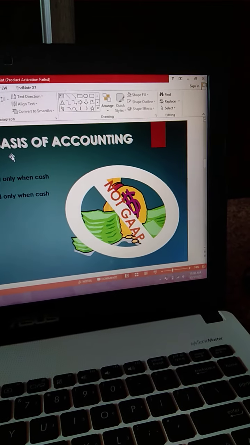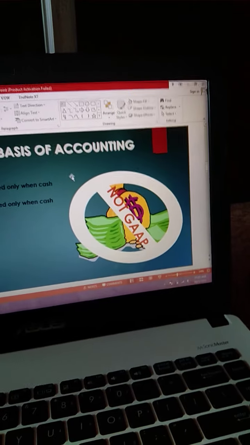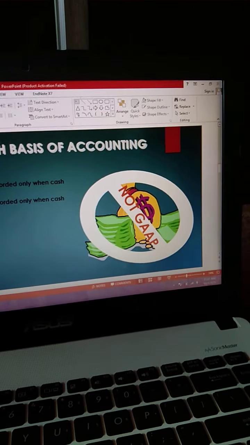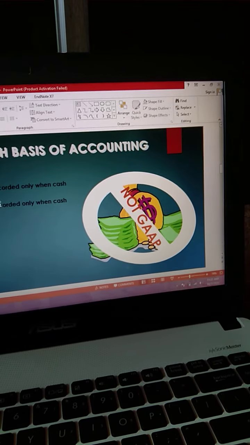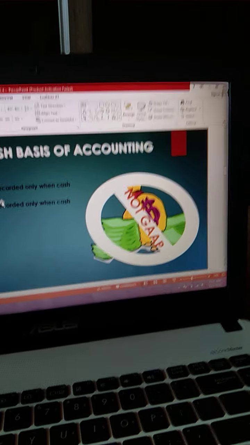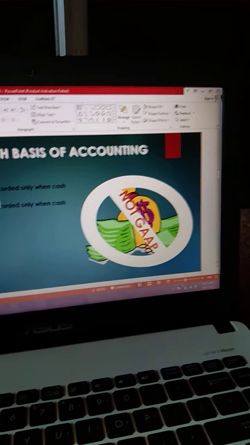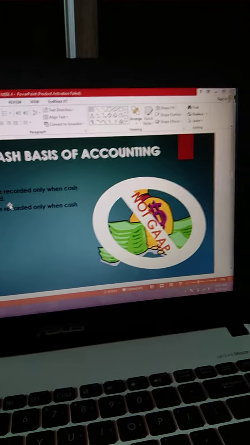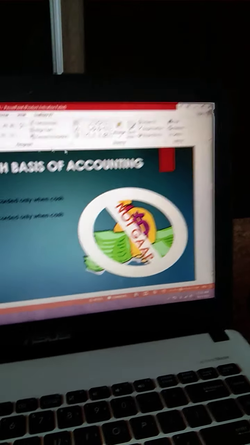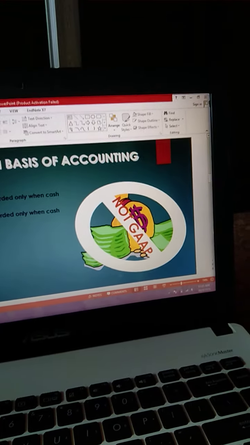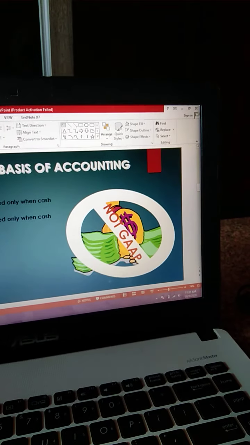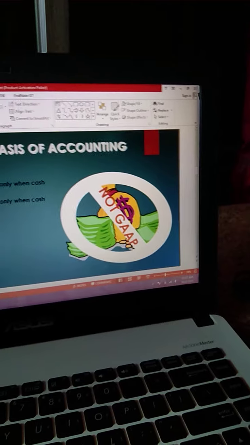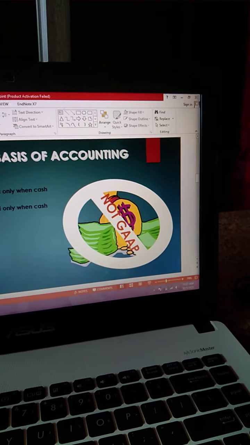But for the cash basis of accounting, it is a bit different from that. Because revenue is only recorded when you receive the cash. Even though you have already performed the service or delivered your product, if you haven't received the cash yet, then you don't follow the cash basis of accounting. So it means here revenue is only recorded when you get the money from the customer, and the expenses are recorded only when the cash is paid.